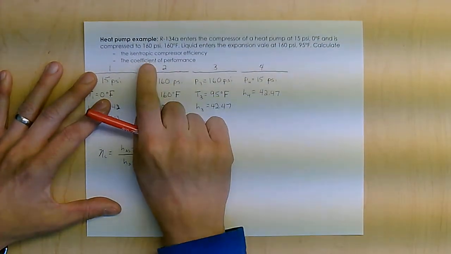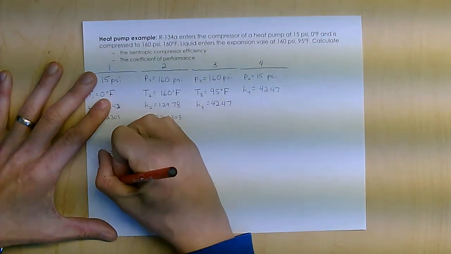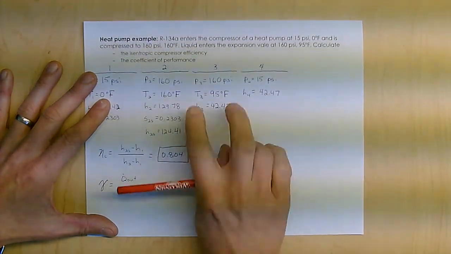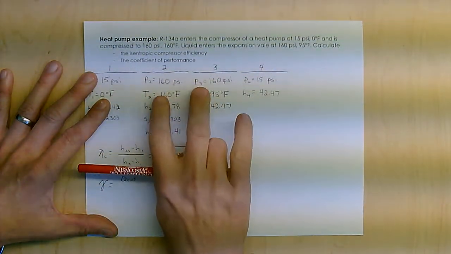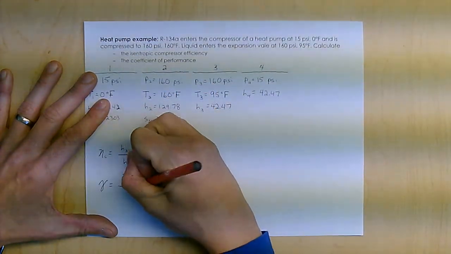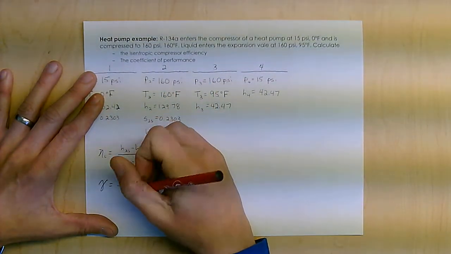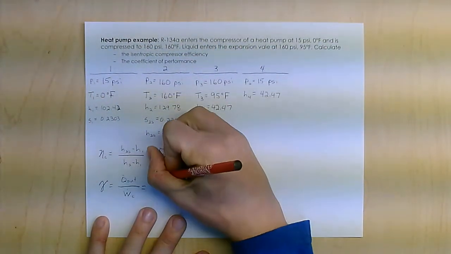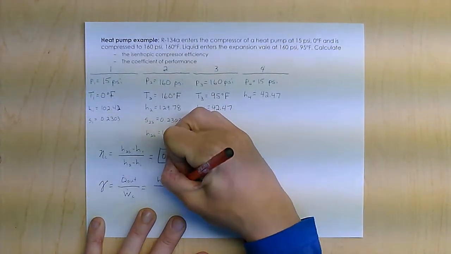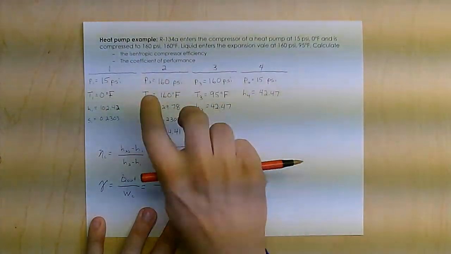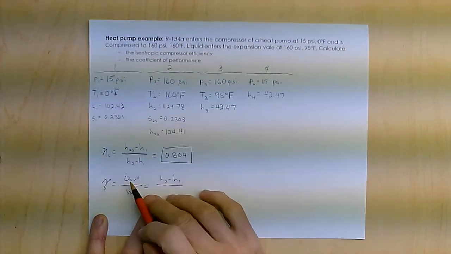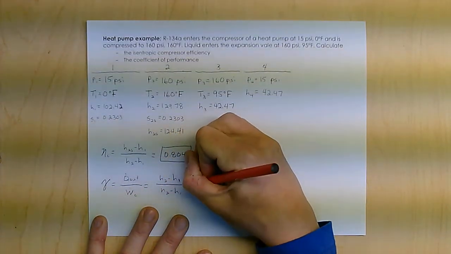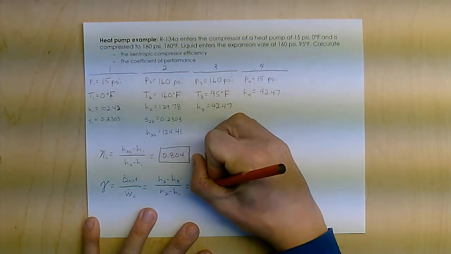Okay. And then to find the coefficient of performance, again, this is a heat pump, so it's Q out, that would be the hot guy right here, the warm heat exchanger that I'm interested in, divided by the work of the compressor. So what that's going to be is H2 minus H3. That is the heat dumped into the warm space, which is what I'm interested in for a heat pump. And then the work of the compressor is just H2 minus H1. And I get a coefficient of performance of 3.19.